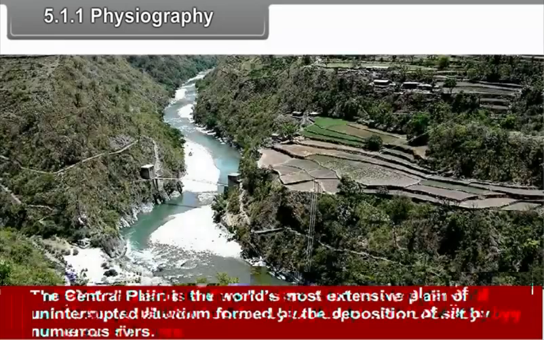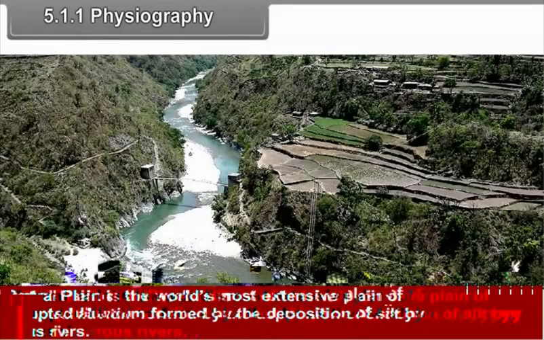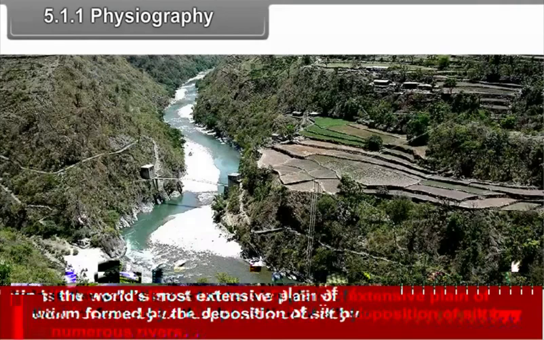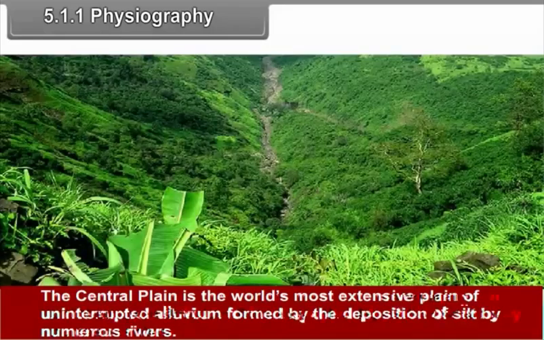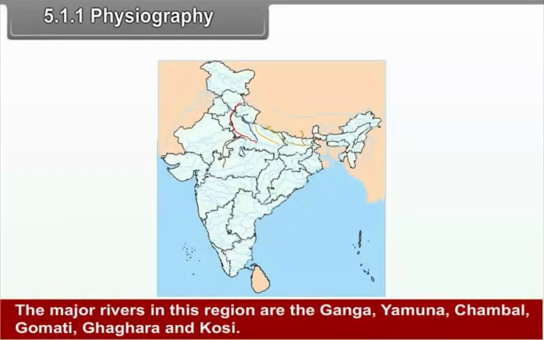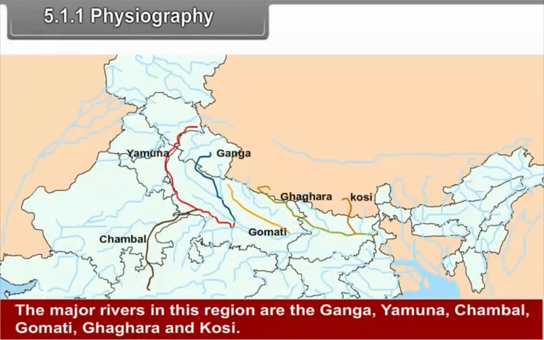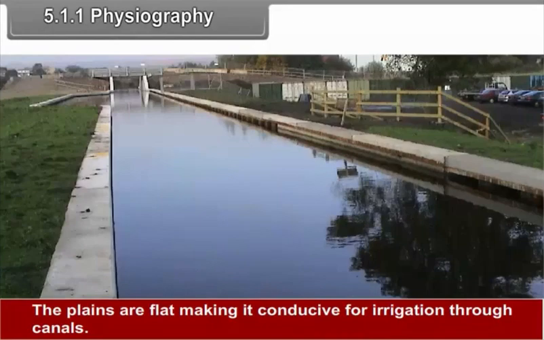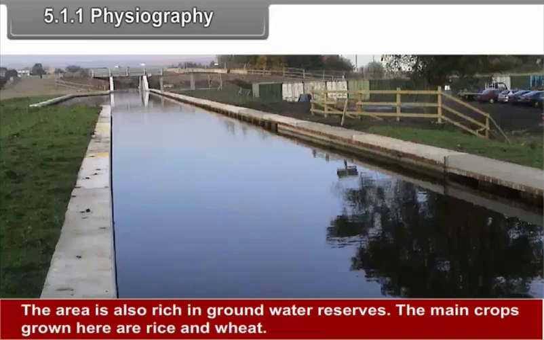5.1.1 Physiography. The Central Plain is the world's most extensive plain of uninterrupted alluvium formed by the deposition of silt by numerous rivers. The major rivers in this region are the Ganga, Yamuna, Chambal, Gomati, Ghagra and Kosi. The plains are flat, making it conducive for irrigation through canals. The area is also rich in groundwater reserves.